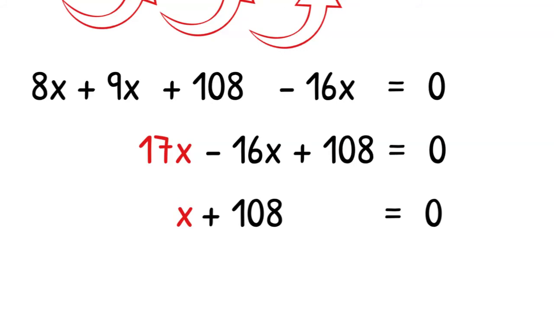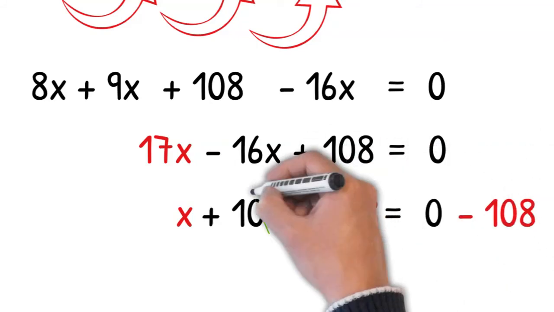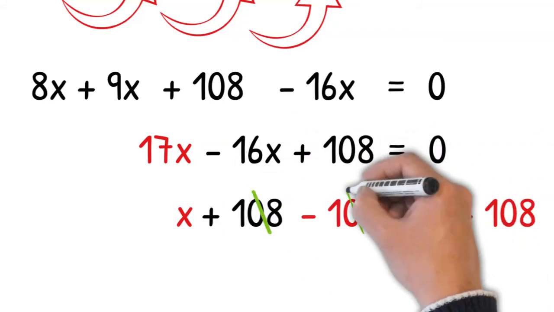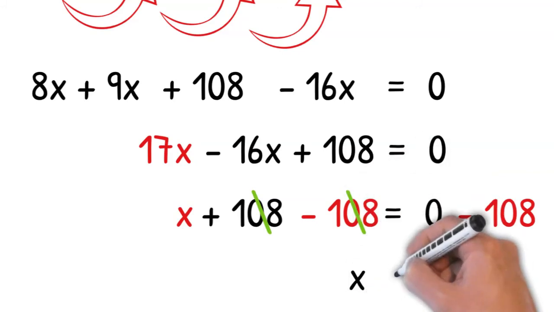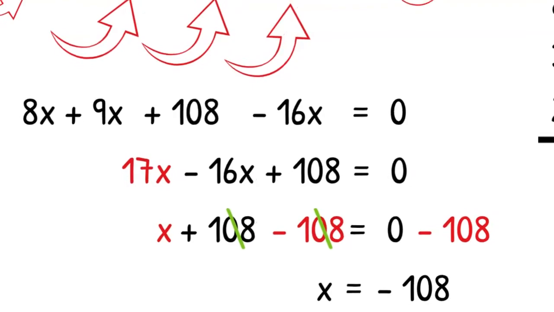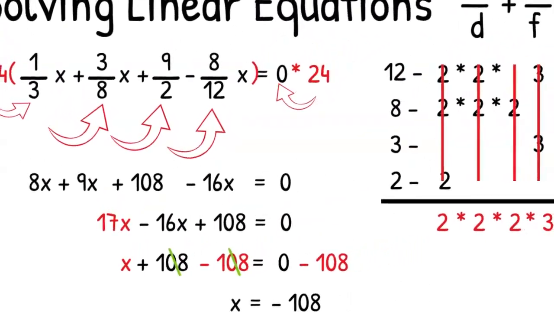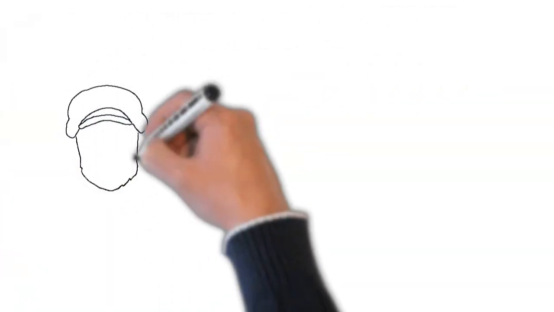Undo addition or subtraction first. We have plus 108, so do the opposite operation. Subtract 108 from both sides. Positive 108 minus 108 is 0, and that leaves x on the left side. 0 minus 108 is a negative 108 on the right side. The solution for this equation, x is equal to negative 108.